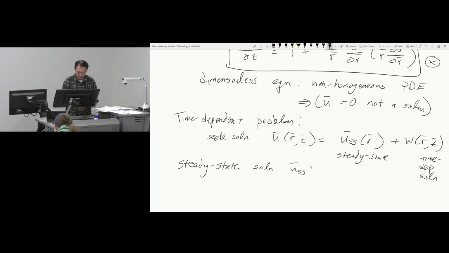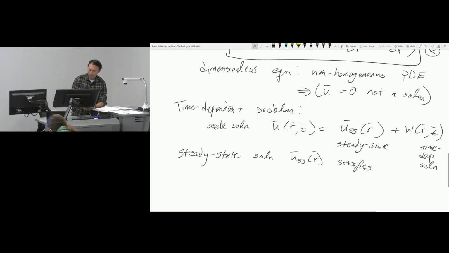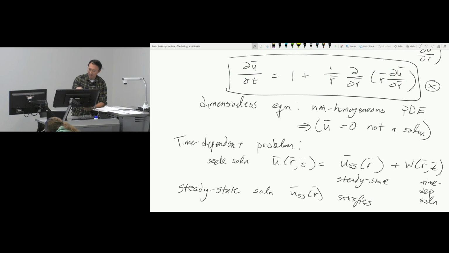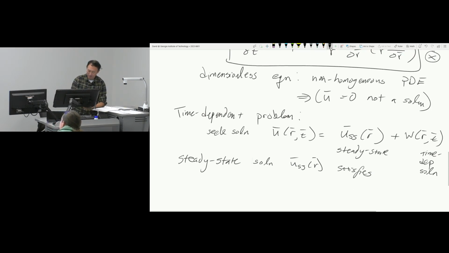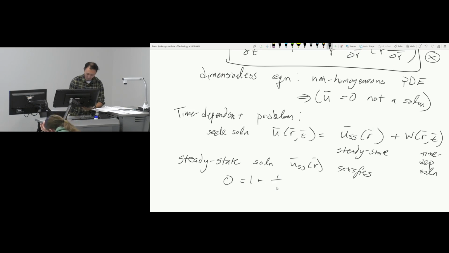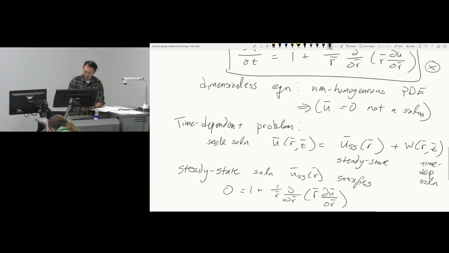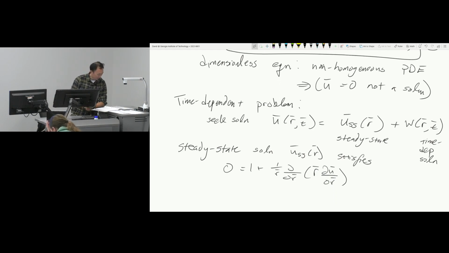U bar SS as a function of R satisfies... Remember our new PDE in dimensionless form: if it's a steady state, the left-hand side is 0. So it satisfies the following: 0 is equal to 1 plus 1 over R bar d/dr of R du/dr. So it satisfies that.